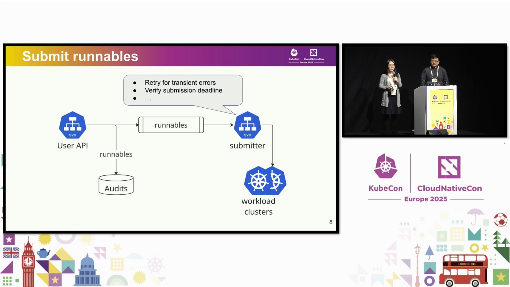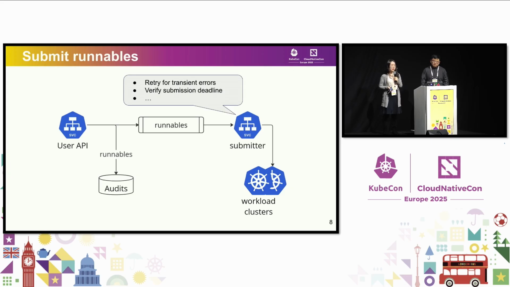So in order to execute those sophisticated logics, we need to separate the API and the submitter that actually submits things. So first, the API needs to store things in the audit database as user actions. So it serves audit and approval handling purposes. And also, these runnables are actually sent to a message stream for actual processing.